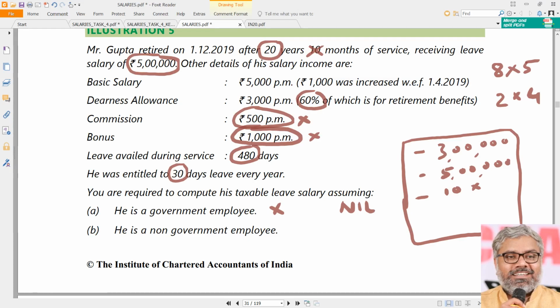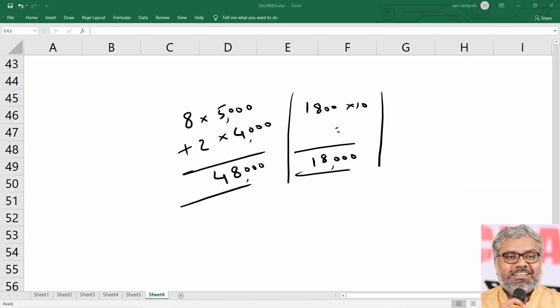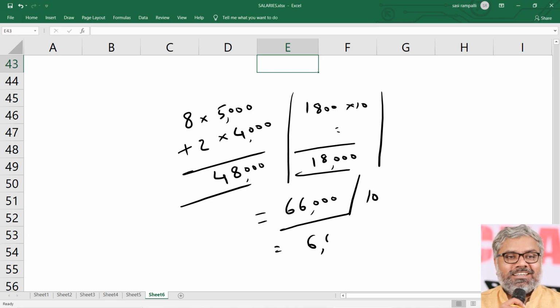So let us only take basic and DA. Bonus anyway will not be part of salary for this purpose. So what is the total here? 48,000 plus 18,000, that comes to 66,000 for the 10 months period, divided by 10. So what is the average salary? 6,600 is the average salary.